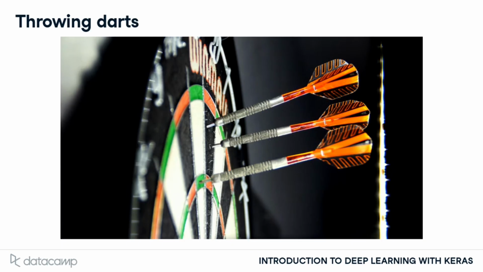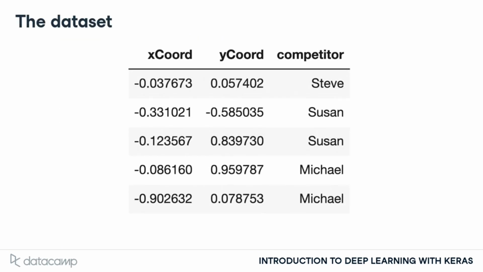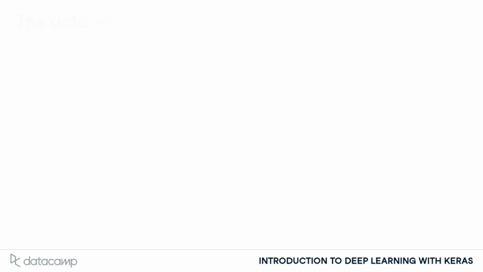Each dart can only be thrown by one competitor, and that means that our classes are mutually exclusive, since no dart can be thrown by 2 different competitors simultaneously. The darts dataset consists of dart throws by different competitors. The coordinate pairs x-core and y-core show where each dart landed.